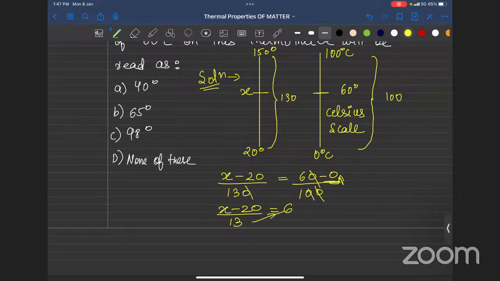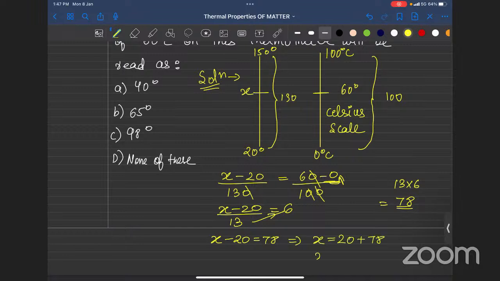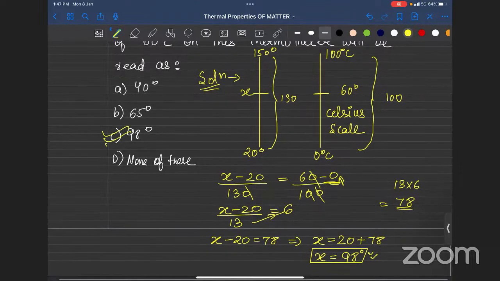Let's cross multiply this. 6 3 is 18, it's 78. Okay. So we get X minus 20 equals 78. If you solve this, you'll get X as 20 plus 78. Your total answer is 98. Okay, this is your answer, 98 degree. So option C is the right answer. I hope you were able to find the answer.